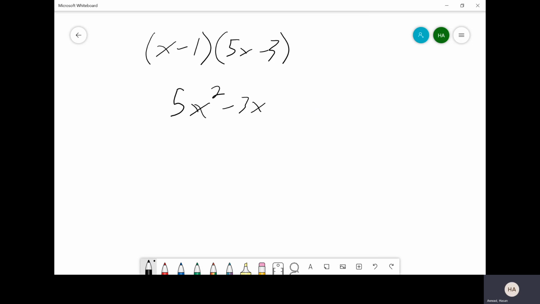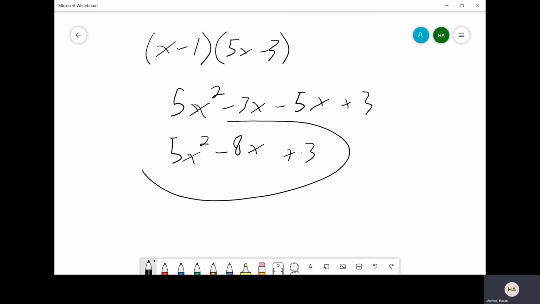We have the inside, which is negative 1 times 5x, so minus 5x. And we have last, which is negative 1 times negative 3, so it just flips the sign of the negative 3 and it becomes a plus 3, right? So nothing's happening to the 5x squared, nothing's happening to the plus 3, and the only thing that's changing is we're condensing the middle, right? We have a negative 3x minus 5x, so we end up with a negative 8x. And that's our final answer. Okay, so hopefully that makes sense.